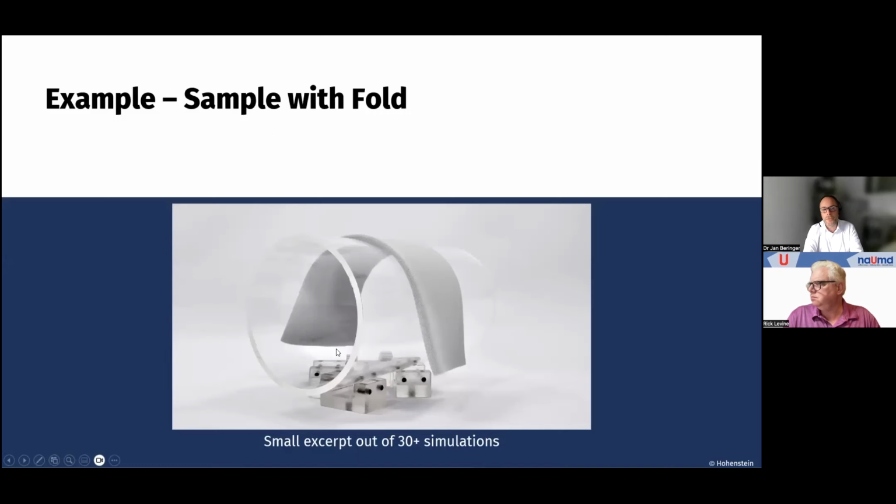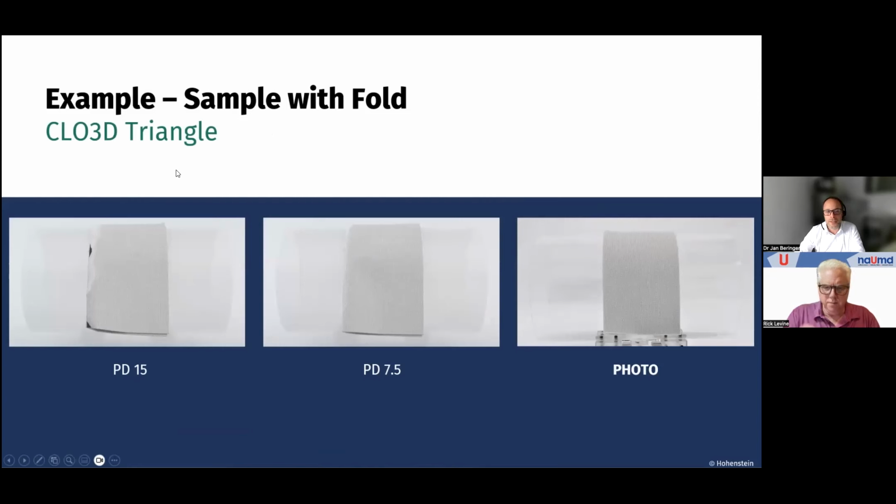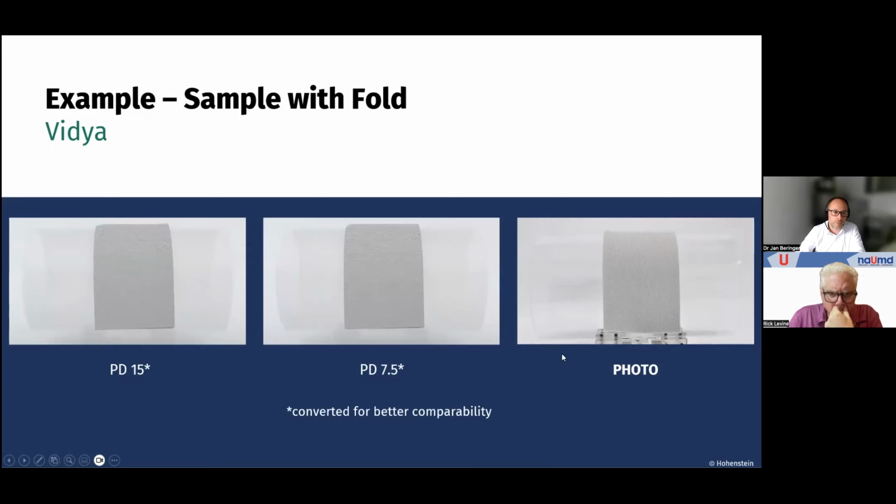So starting with the examples, with the demonstration, the sample with the fold. Well, we did over 30 simulations, so this is just a small excerpt. I don't want to bore you with more than 30 simulations. So looking at Clo 3D with triangles, particle distance 15, 7.5, and the photo. So this is always what the sample in the simulation should actually look like. This is the real picture of the physical sample. And you see, of course, with a smaller particle distance of 7.5, from our point, it's totally sufficient to be quite close to the real world sample.